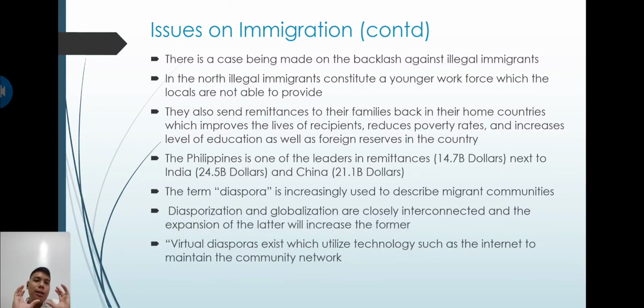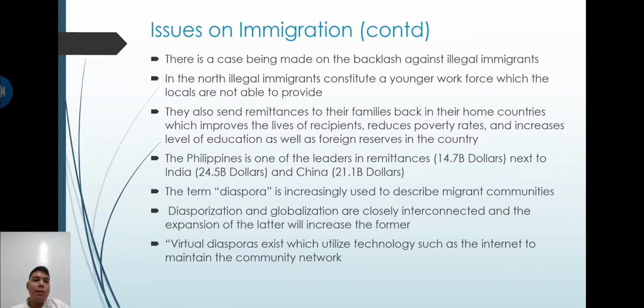Due to the increasing amount of immigrants, the term diaspora is being used to describe migrant communities. When you say migrant communities, those are communities of people who are living abroad who have similar culture, let's say the Filipino OFWs. If there are enough Filipino OFWs in a certain place, they can create a sense of community there.